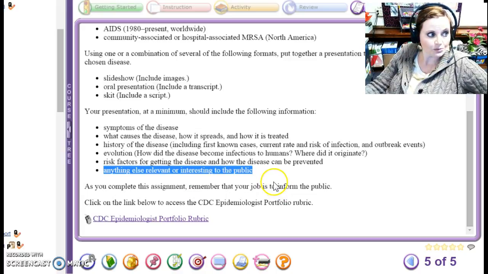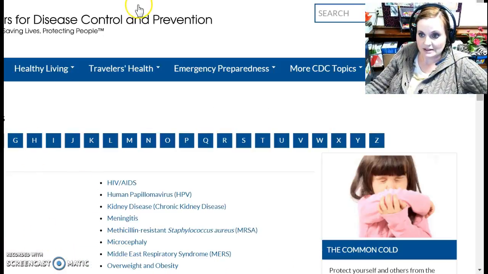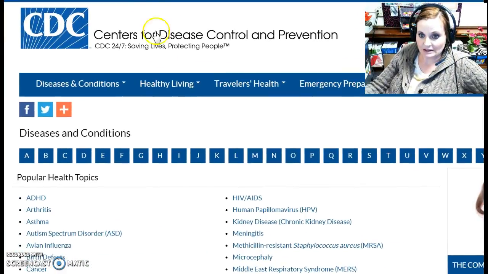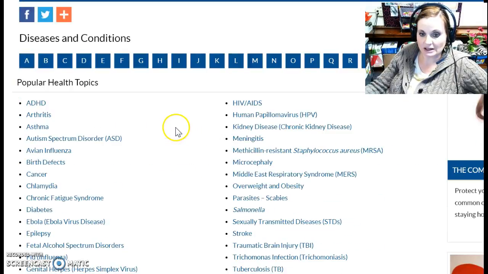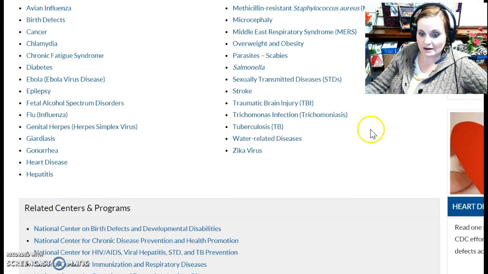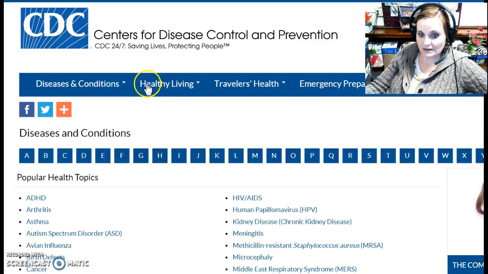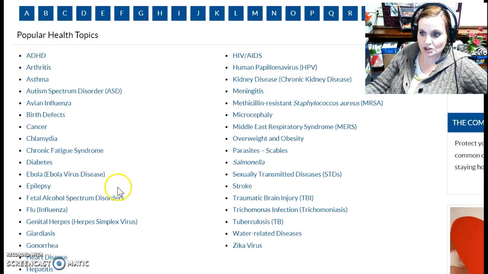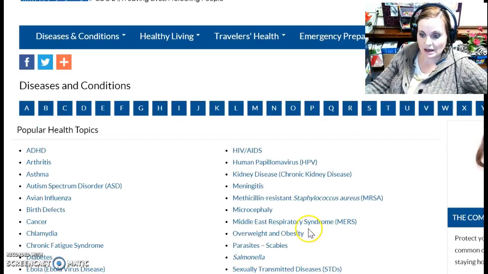So what websites work well? One of them is the Centers for Disease Control and Prevention, the CDC. The CDC has a wealth of information about different diseases. They have a search box, and you can search for the disease in particular. You can just search for diseases and conditions, and they'll give you an alphabetical list here. These are emerging or infectious diseases.